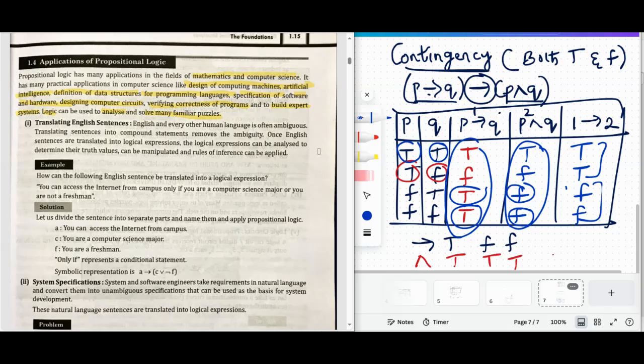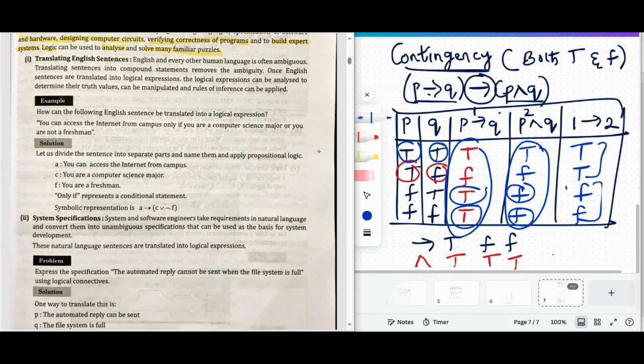Okay. So some applications are discussed in your book. It is also used in mathematics and computer science. The first application in your textbook is translating English sentences. What is meant by this? Any sentence which is given in English form, we will convert it into machine form.